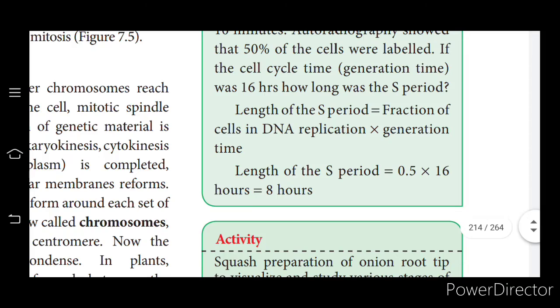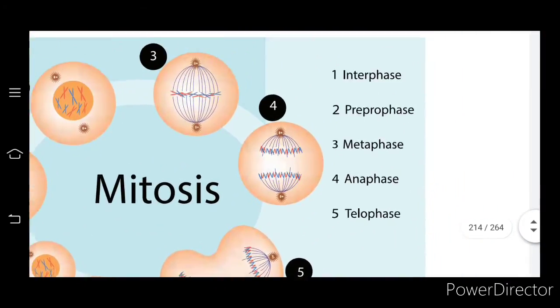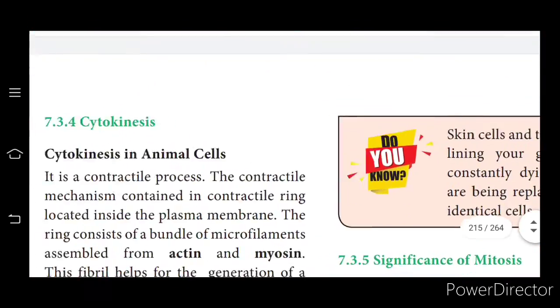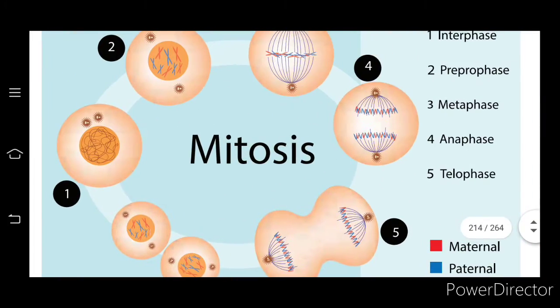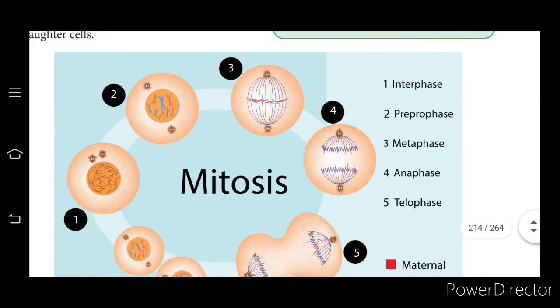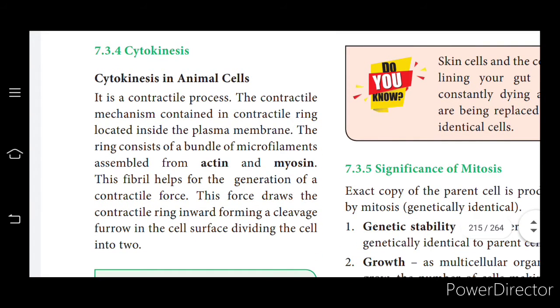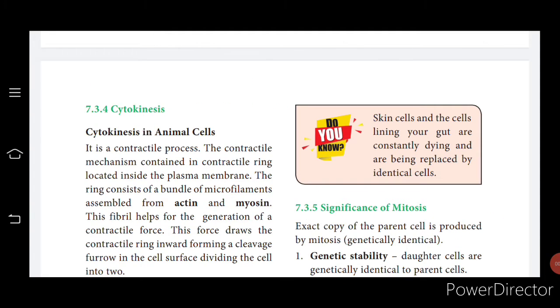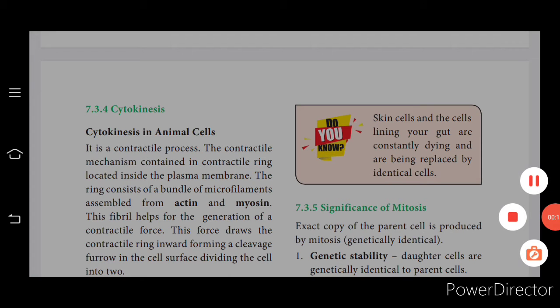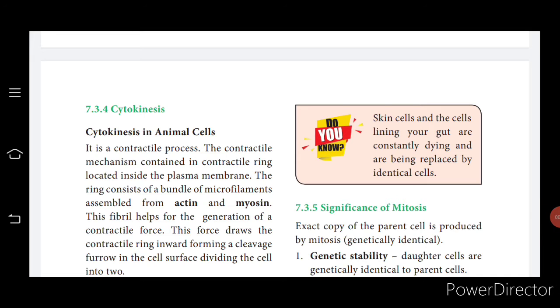Then the next stage is cytokinesis. We have discussed all these phases: prophase, metaphase, anaphase, telophase, and then cytokinesis. In the case of animal cells, cytokinesis is a contractile process. This mechanism involves a contractile ring located inside the plasma membrane. These contractile proteins are actin and myosin. The fibrils help in the generation of the contractile force, that is the pulling force.